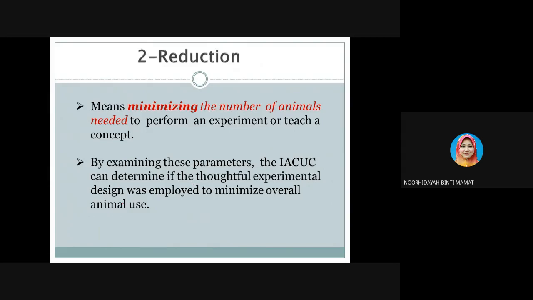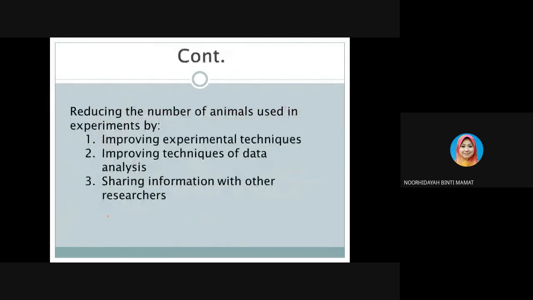can determine if there is thoughtful use. So reduction can be used by reducing the number of animals used in experiments, by improving the experimental techniques, or by improving the techniques of data analysis. The third one is sharing information with other researchers. With these three methods we can reduce.